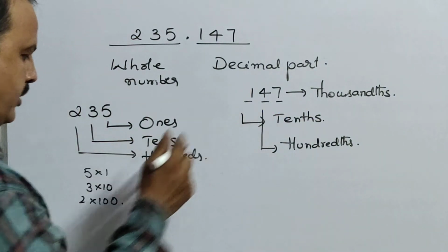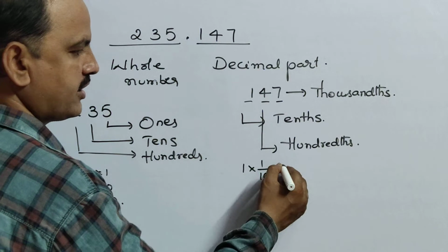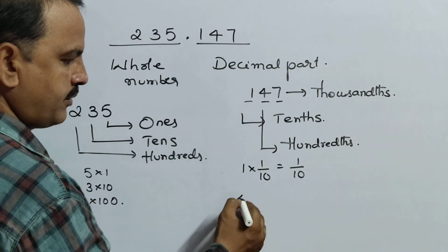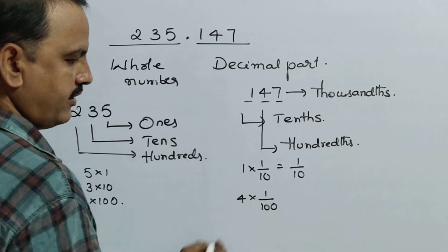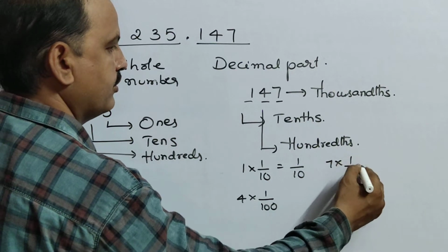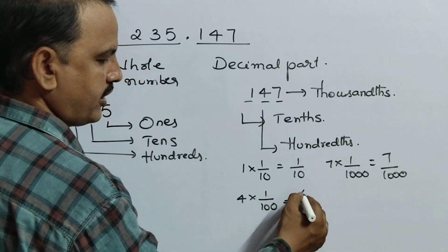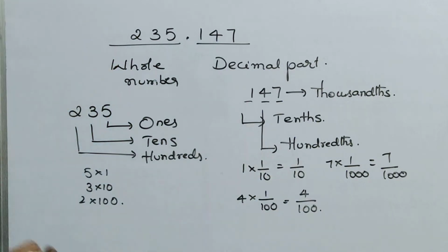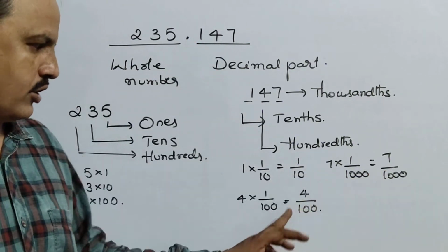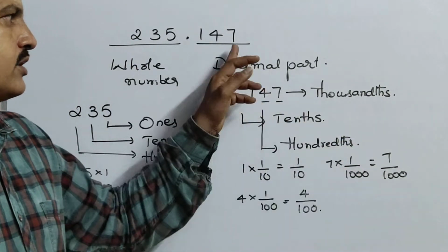Now, how to write this one in this way? 1 is there, in the tenths place. So, 1 into 1 by 10, that is nothing but 1 by 10. Now, hundredths, that means 4 into 1 by 100. So, this is called the hundredths place. Now, coming to the thousandths, 7 into 1 by 1000, nothing but 7 by 1000. This one also, if you want, you can write as 4 by 100. But how did you get 1 by 10, 4 by 100 and 7 by 1000 like this?